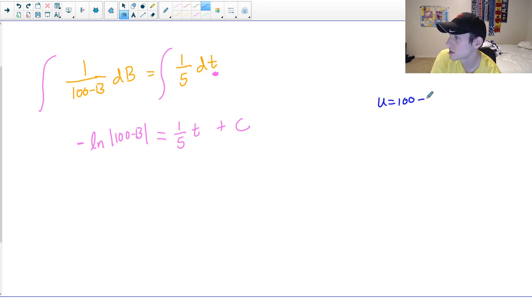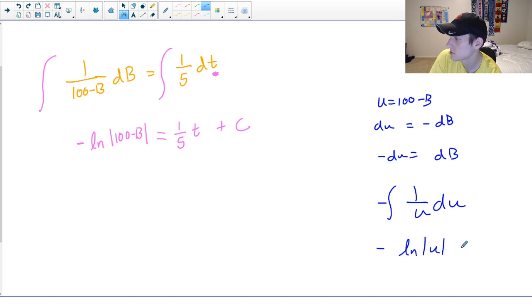u equals 100 minus b. du equals negative db. Right. Negative du equals db. Okay, so natural log, negative 1 over u du, negative natural log u, negative natural log 100 minus b. All right, you can go through those steps, but it's better if you can just recognize and get it done. But, you know, also not bad to be certain.